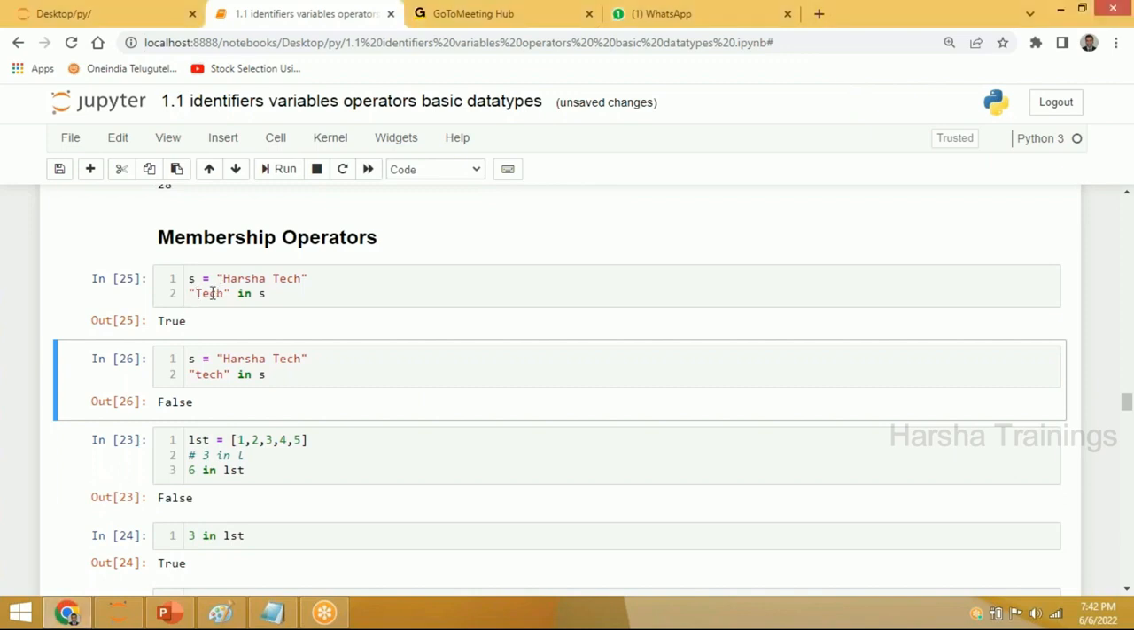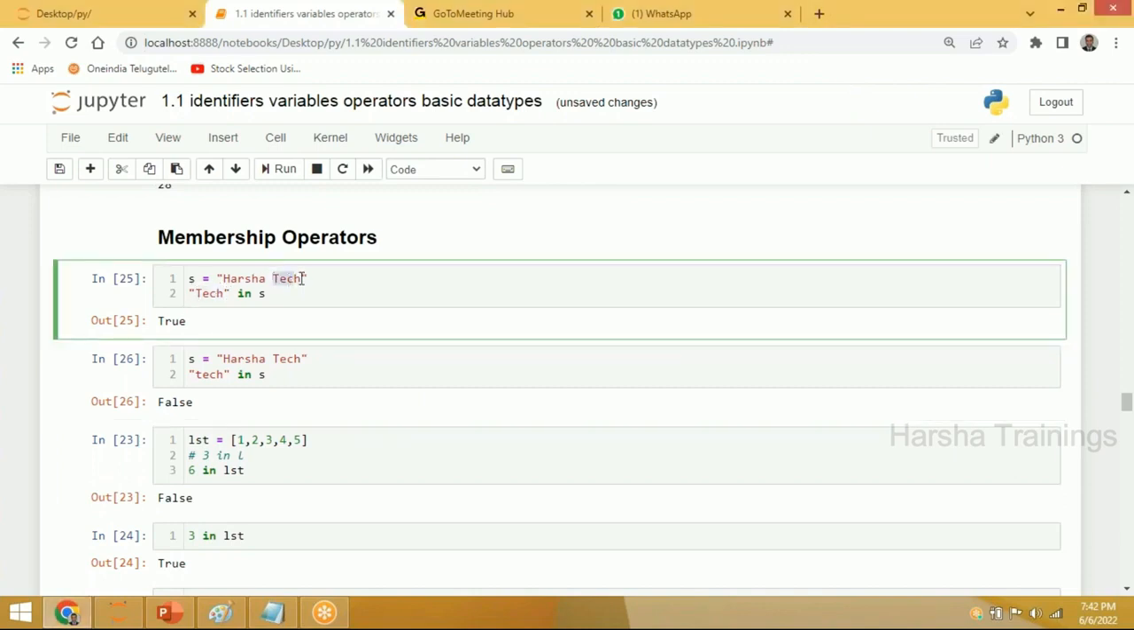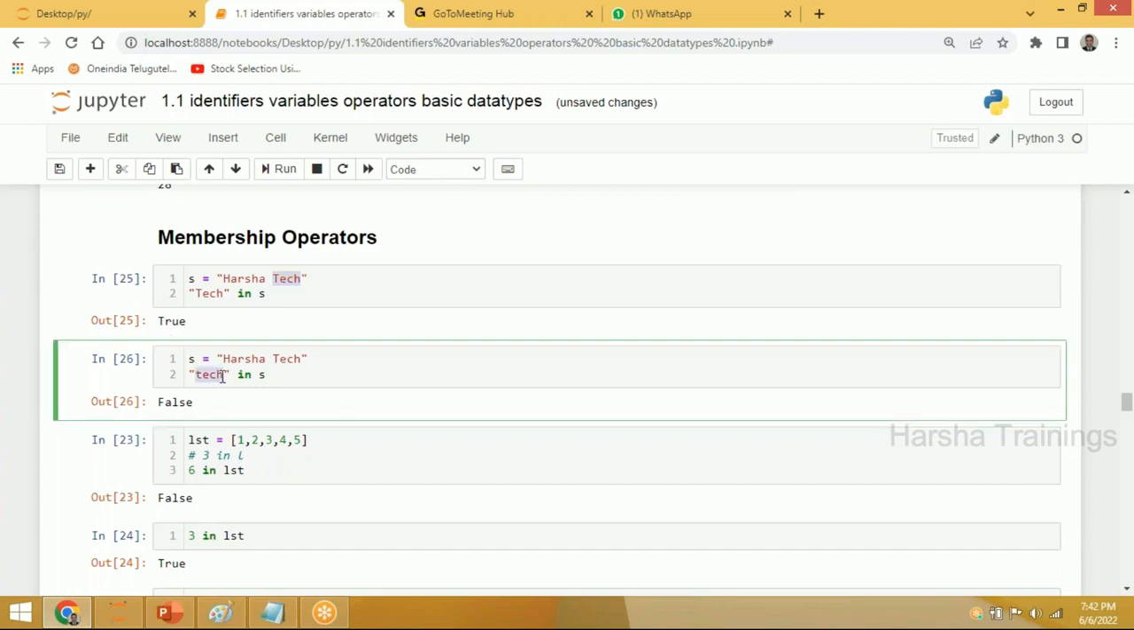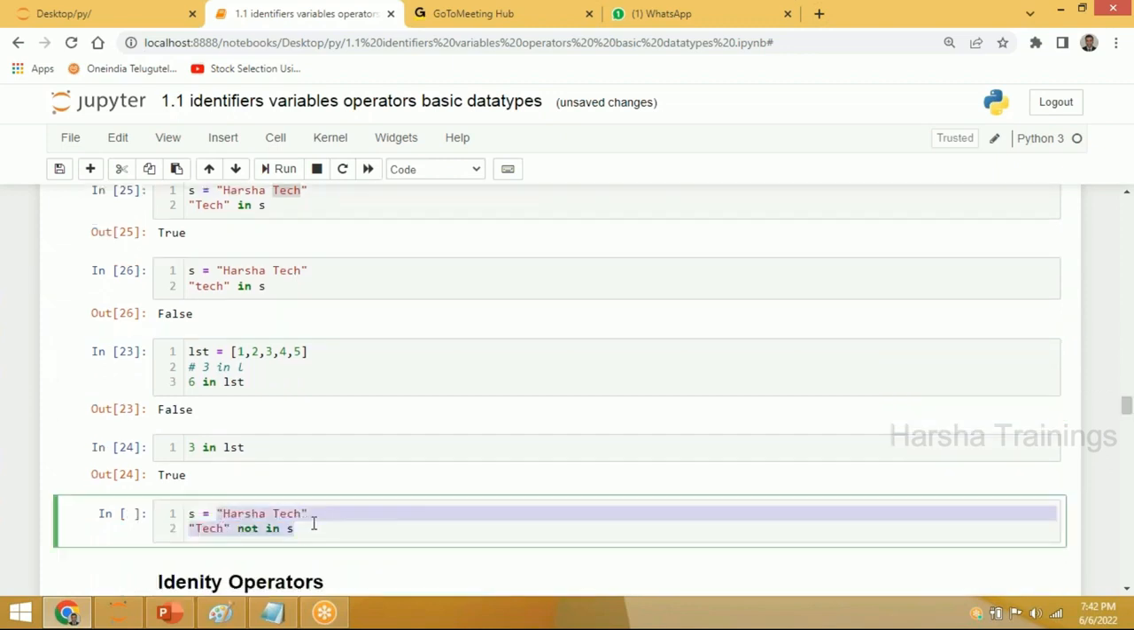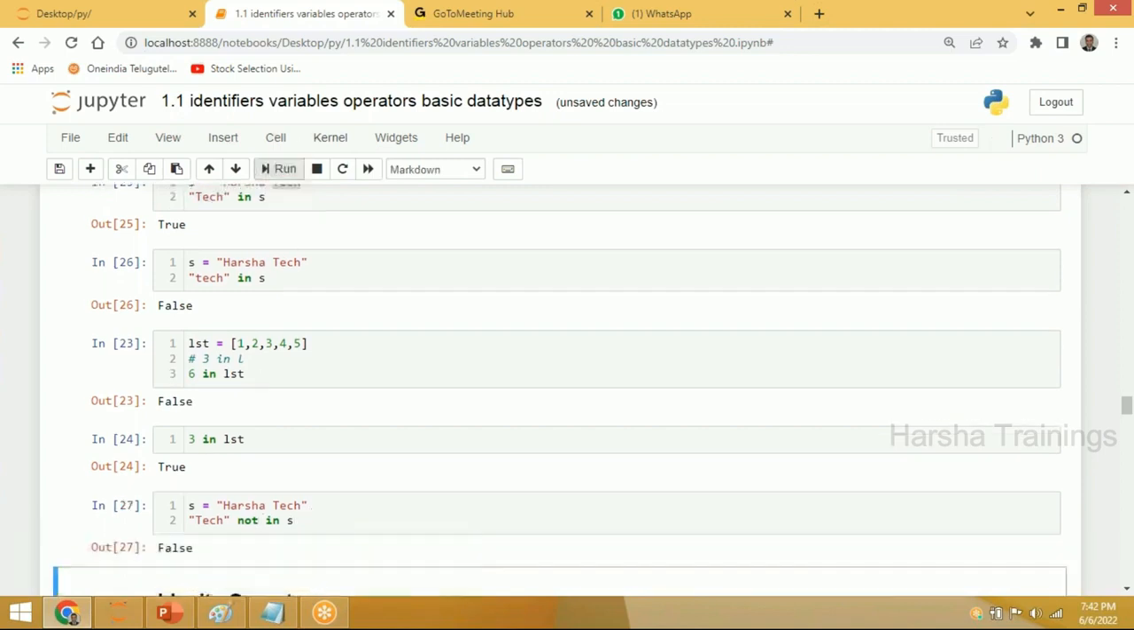Here, the substring tech is exactly the same as this text, so it returns true. But here, tech is in small letters, which is not the same as Harsha technology, so it returned false. Clear? Now can anyone tell me the answer for this? Not in, exactly the opposite. Now this is false. Yes, very good.